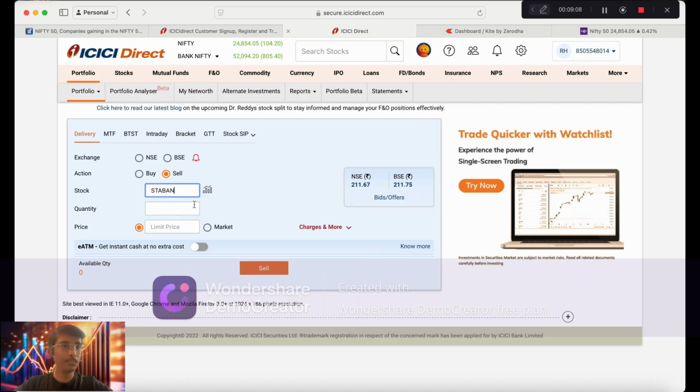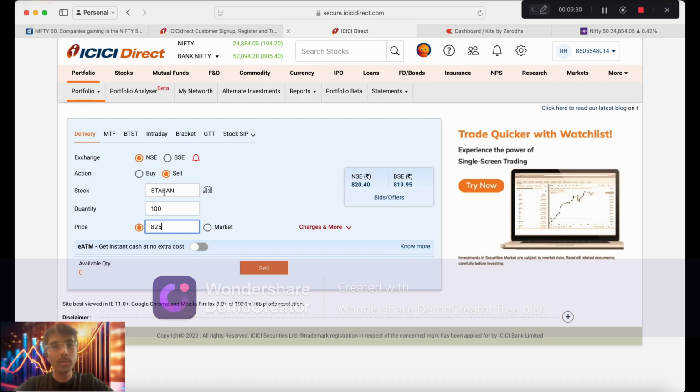State Bank of India. Previously we bought 100 stocks. I'm going with 100 stocks. Click NSE and price. See, the price is telling 820.40 rupees. Earlier we bought at this point. Now I want to sell at 825 rupees. Just click on sell. So it will go to the selling option.